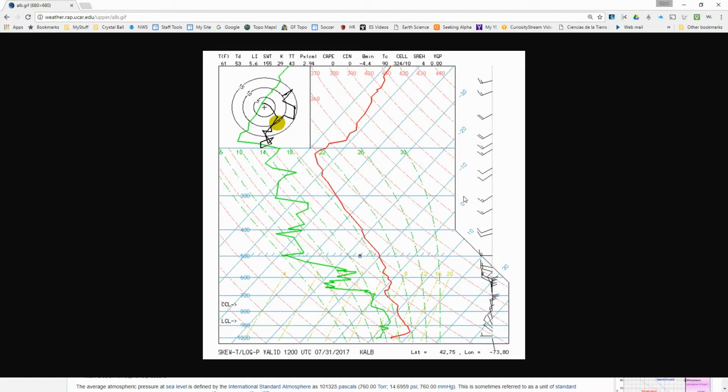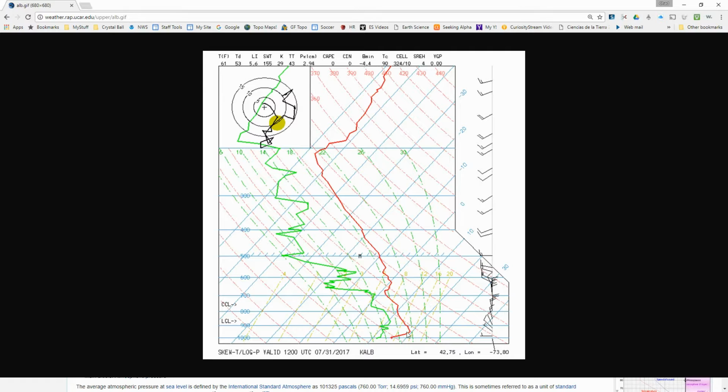This is an atmospheric sounding taken from Albany on July 31st, and every morning and every evening there's a weather balloon launch from Albany's weather station, and as it goes up it records temperature and dew point conditions. It also measures wind speed and wind direction.